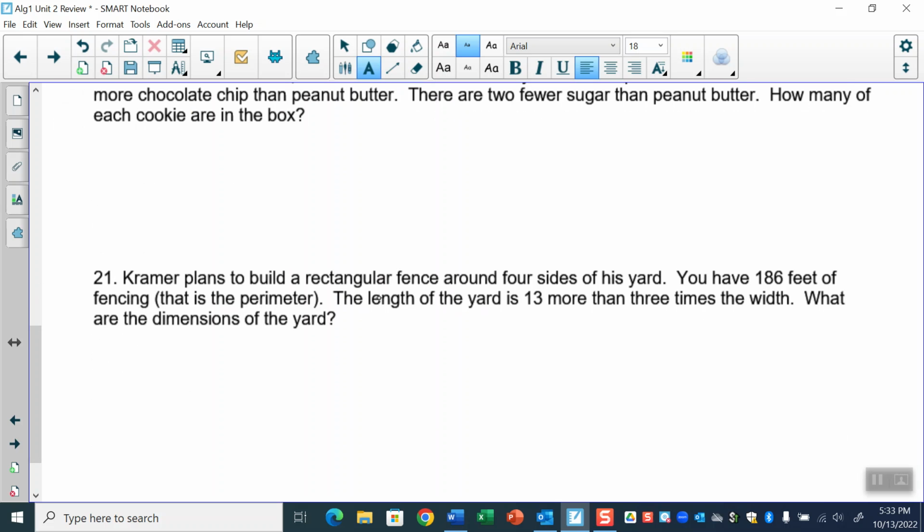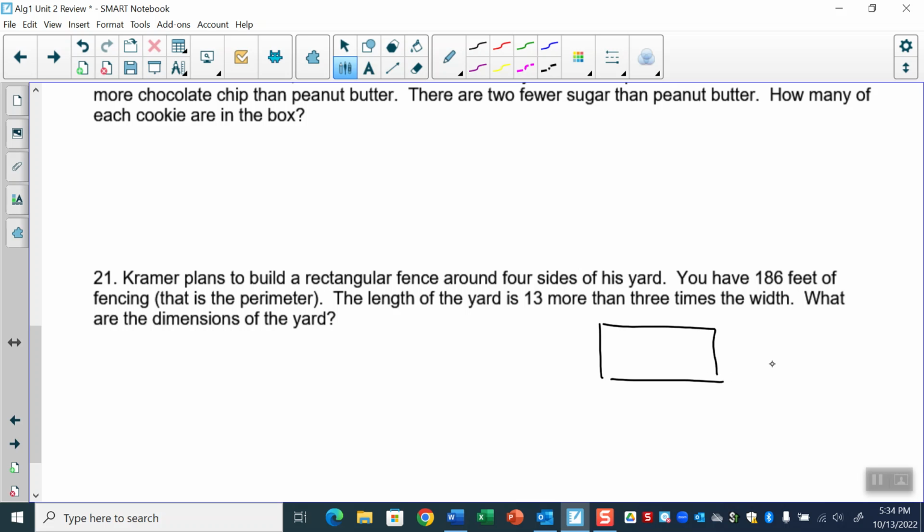Number 21, Kramer plans to build a rectangular fence. So there's my rectangle. Draw your rectangle. I've got, this would be the width, and here's my length. And I've got 186 feet, so that's the perimeter, right? So my perimeter is 186. And the length is 13 more than 3 times the width. So I'm adding 13 more than 3 times the width.